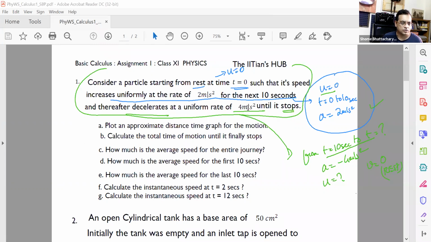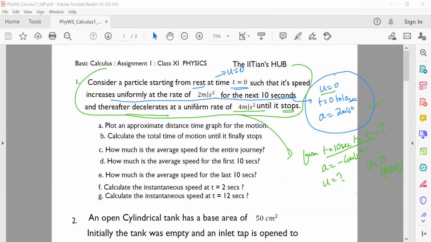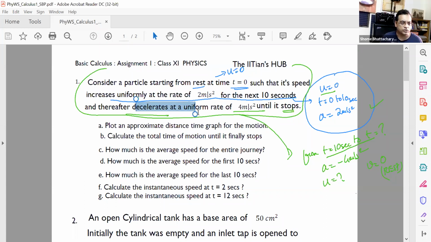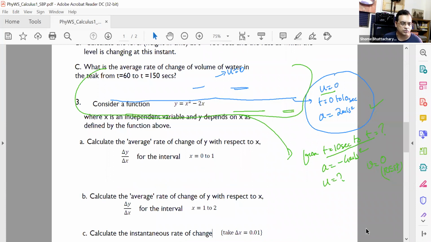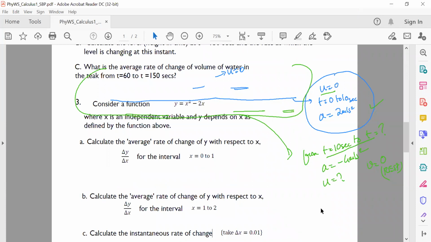Okay? Yes, sir. And what is given is that it decelerates. So what does decelerates mean? That the acceleration is negative, or the velocity is decreasing at the rate of 4 meters per second squared. So that's why I've written it with a minus sign. And finally, it is given that until it stops. So until it stops means for this interval, what should I take my final velocity? I should take it as 0. It should be coming to rest. Okay, so that is the logic of this.